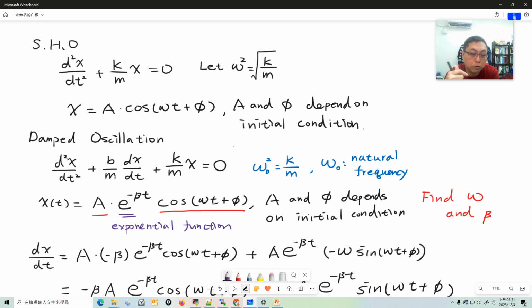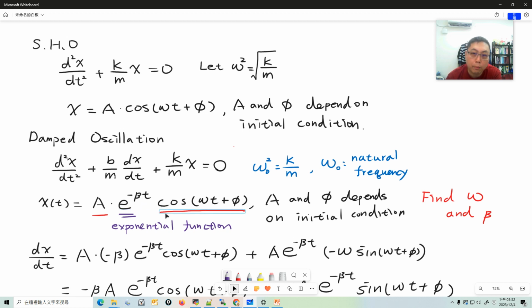Yes, you have the oscillation function, but you multiply by the exponential decay function. So these functions multiplied together will become a decayed oscillation function. When t is very large, this exponential decay will take effect and erase all the oscillation in the system. So we can guess the solution like this. The exponential function is also a function of time, but we add the parameter called beta, with exponential minus beta t.